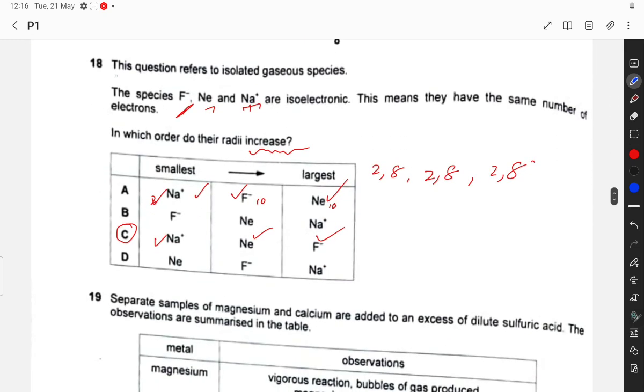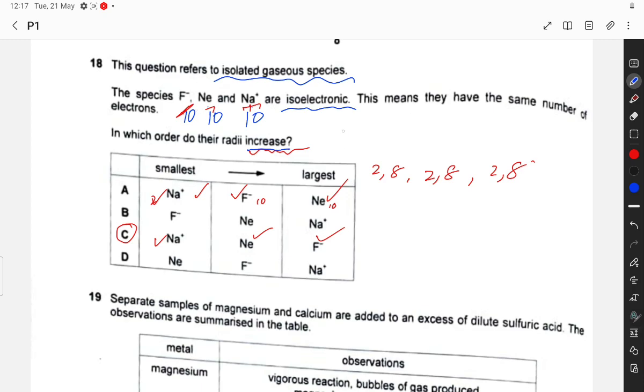Question number 18. This question refers to isolated gaseous species. The species fluoride, neon, sodium are isoelectronic. Isoelectronic means same number of electrons. This is 10, 10 and this is 10. This means that they have the same number of electrons. In which order do their radii increase?